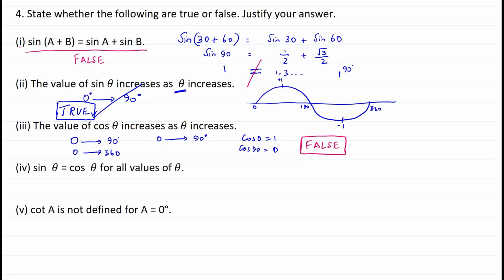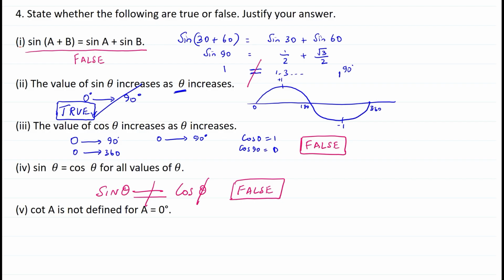Next question. Sin theta is equal to cos theta for all values of theta. See, sin theta will be equal to cos theta only at specific values. Like if theta is 45 degrees, sin 45 and cos 45 are both 1 by root 2. But here they have said for all values of theta. When it comes to all values of theta, sin theta is not equal to cos theta. Therefore, the answer is false.